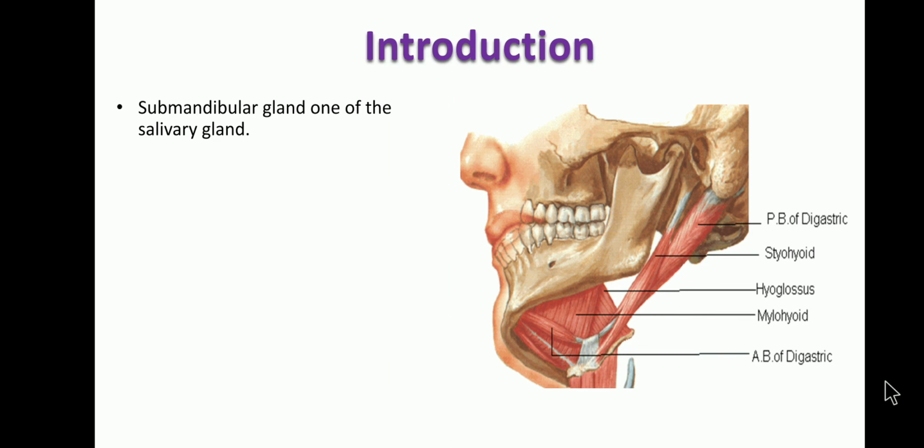This submandibular gland is one of the major salivary glands, because we also have numerous small lingual glands. The largest is the parotid gland, which we have already discussed. Today, we will be discussing the submandibular and the sublingual salivary glands.